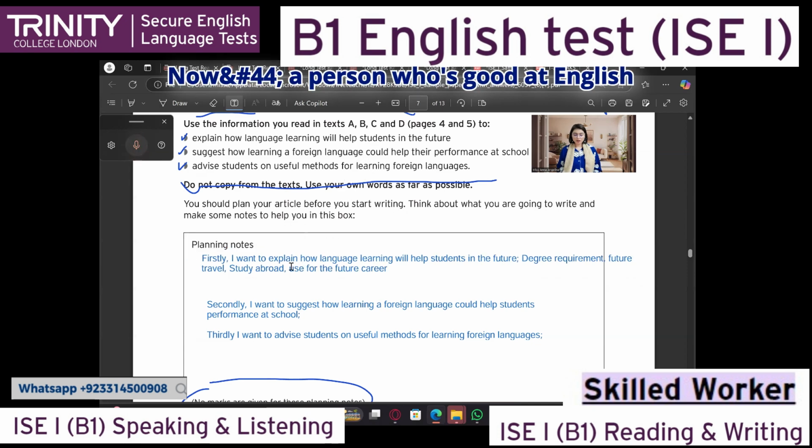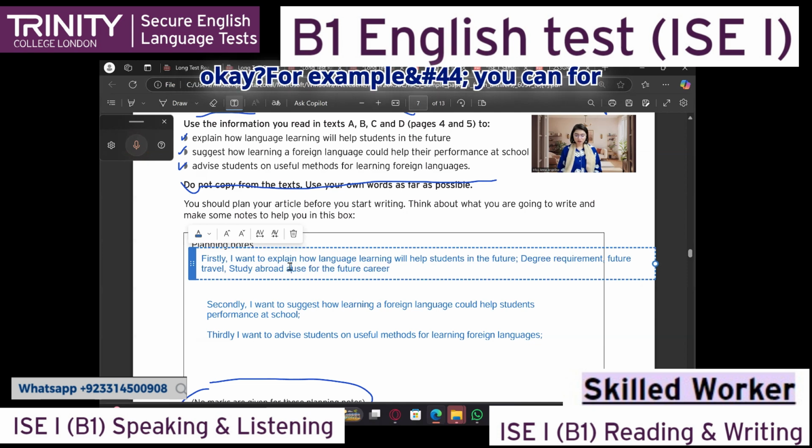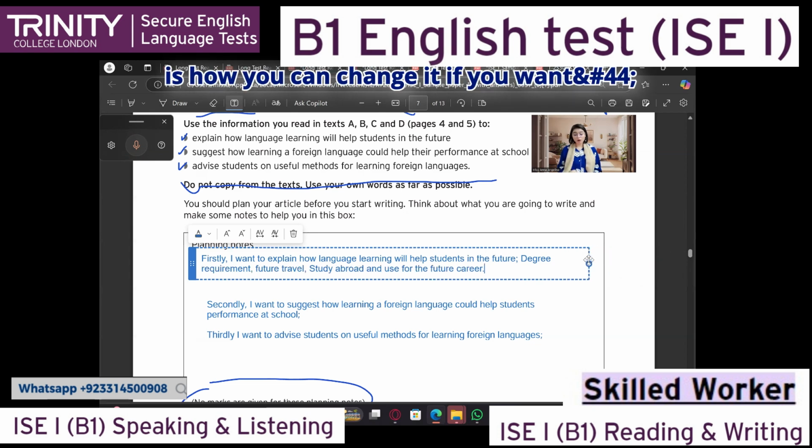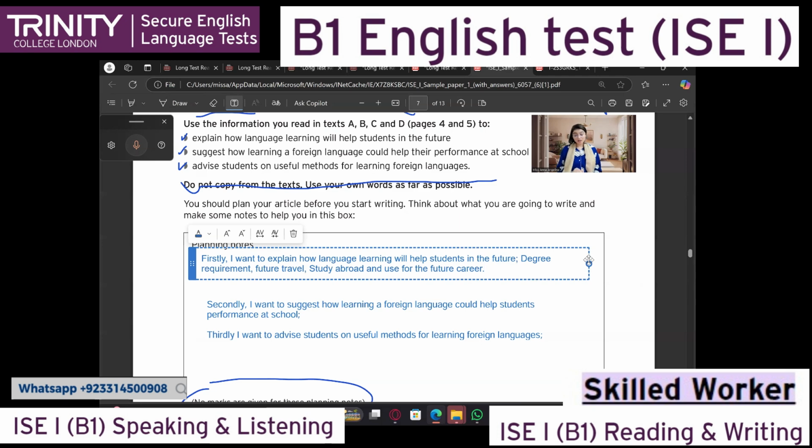Now, a person who's good at English might use better English for this. For example, for use for a future career, you can say to get a better job. This is how you can change it if you want, but do not change the meaning of it. Degree requirement means studying in an international university. Future travel means traveling for business or for future holidays, could be anything. But the meaning should not change because we have picked this information from the text. That is the requirement.